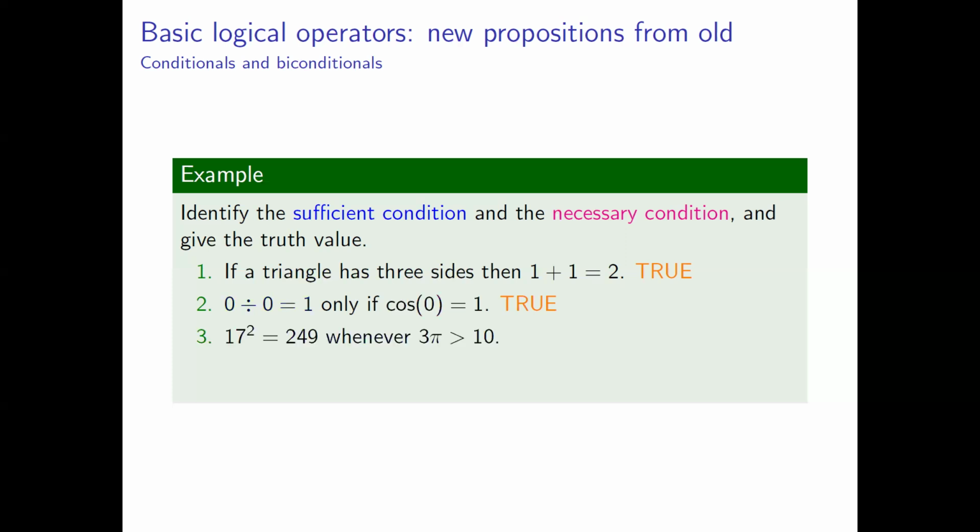For the third example, we have the sentence 17 squared equals 249 whenever 3 pi is greater than 10. The two conditions are linked by the word whenever. Hence, this sentence is the same as if 3 pi is greater than 10, then 17 squared equals 249. The sufficient condition is the statement 3 pi is greater than 10, and the necessary condition is the statement 17 squared equals 249. The sufficient condition 3 pi is greater than 10 is false. Therefore, the given conditional sentence is true.